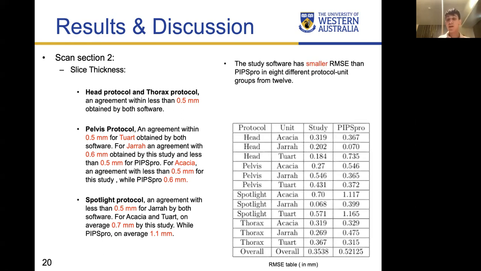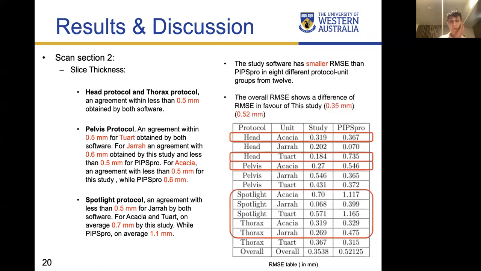The study software has smaller root mean square error than PIPSPro on 8 different protocol units from 12. The overall root mean square error shows a significant difference in favor of this study, 0.35 millimeter compared to 0.52 for PIPSPro.